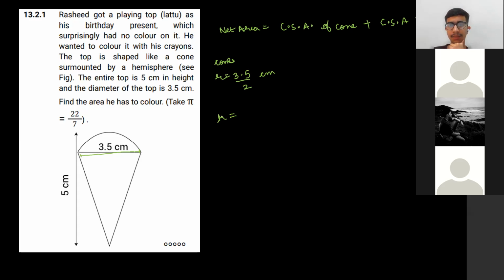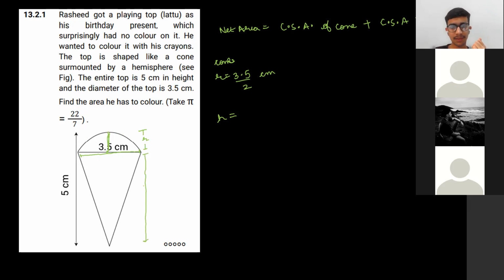How do you calculate the height? The height is 3.25. No, how did you get it? Sir, it's the height of the top minus the radius. So basically this 5 centimeter is the size of the whole playing top. If I subtract this particular thing, which is the radius of the hemisphere, I'll get this height.